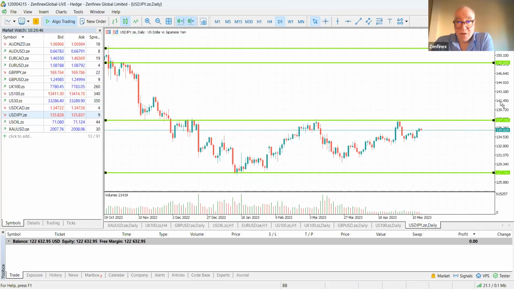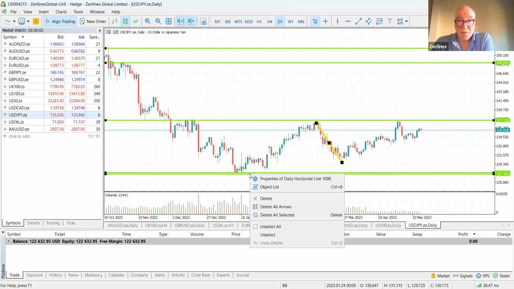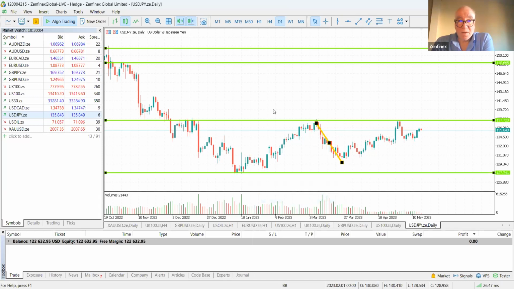The counter to that argument is that on this leg, it didn't go down as far as here, right? So that is giving us an indication. Let me get rid of this line here. That's giving me an indication.